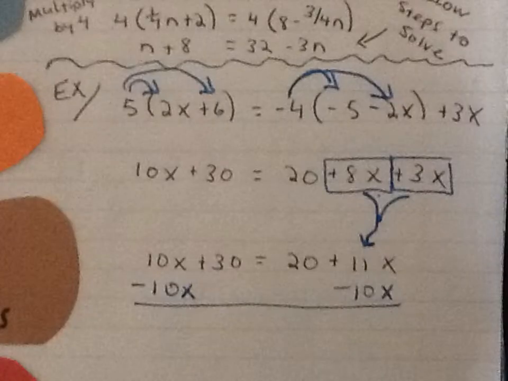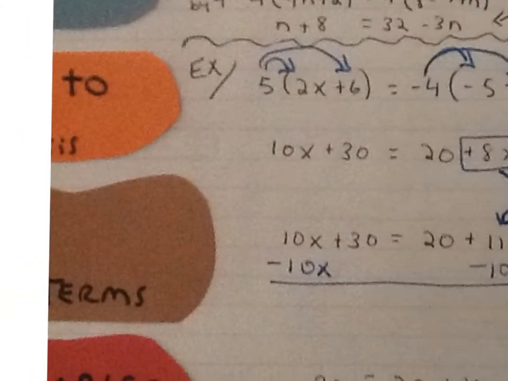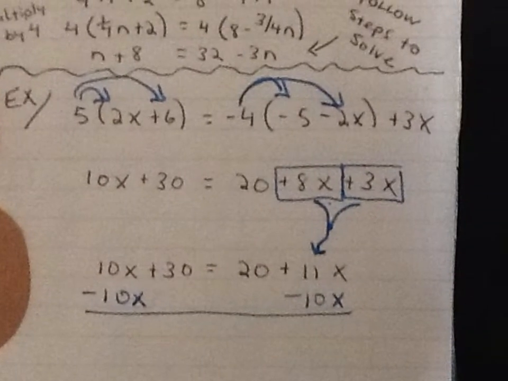Alright, so now I'm going to give you an example of a problem that we'll work through. And here it is. We have 5 times 2x plus 6 on the left, and then on the right equals negative 4 times negative 5 minus 2x plus 3x. The first step that we have in our arsenal after we've cleared any fractions, and this one doesn't have fractions, is to do the distributive property. Distributive property means we're going to get rid of the parentheses.